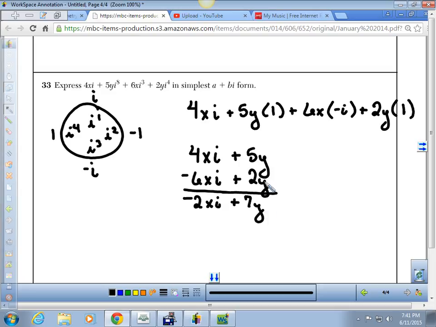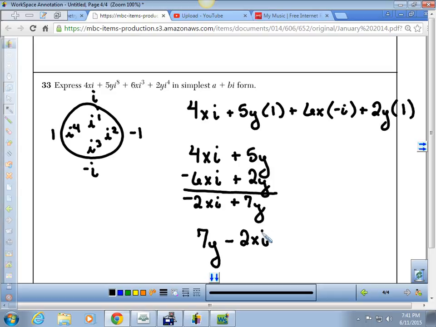But how did they want my answer, though? A plus bi form. Am I in a plus bi form right here? No, I'm in bi plus a form here. All right, what do I have to do? Just flip them around, right? 7y minus 2xi.